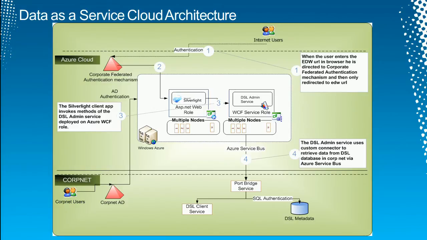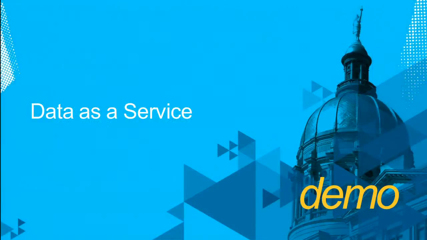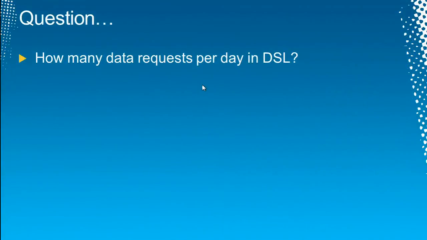Awesome, thank you. All right, so now let's shift gears into PowerPivot. All right, a question for the audience: how many data requests do you think we saw per day in DSL? Well, if you already got the t-shirt, don't answer. Yes, 65,000. Was it 65,000? Per day. 65,000 is the right answer. It was 2.8 million or something per month, actually. Good.